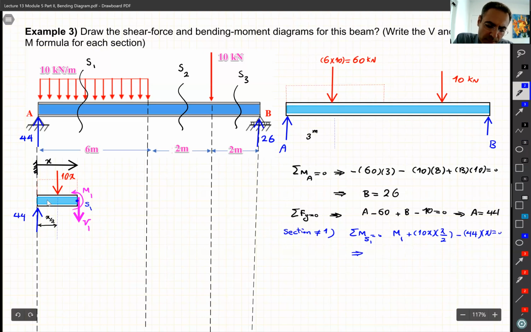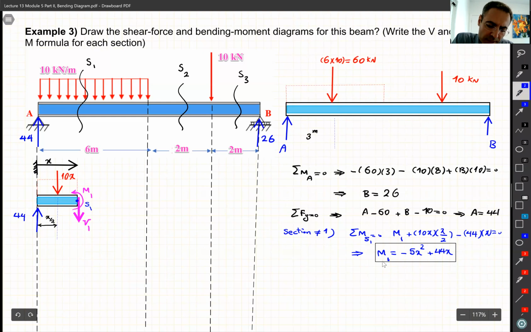So let me simplify this equation. M1 gives me minus 5x squared, and then plus 44x, right? So that's a second order polynomial. That's M1. It's getting interesting, right?